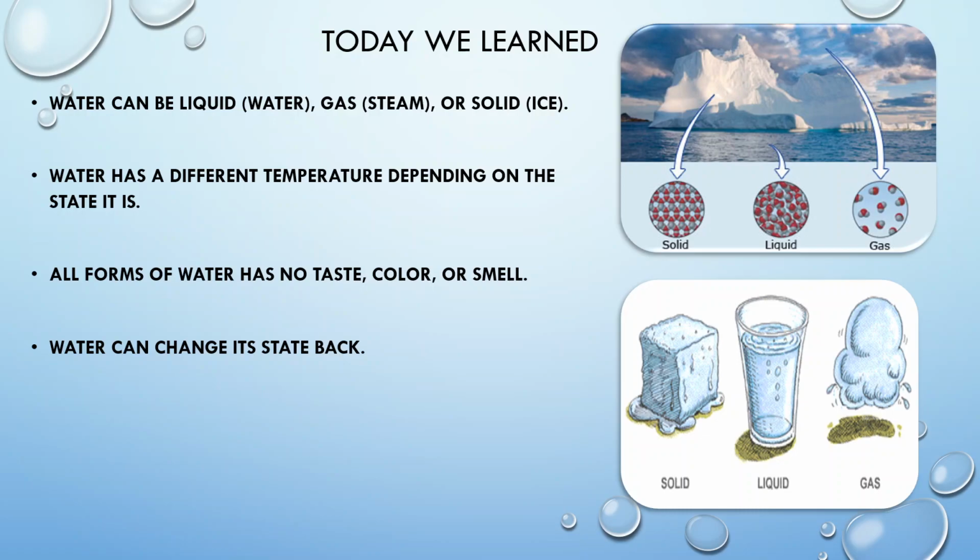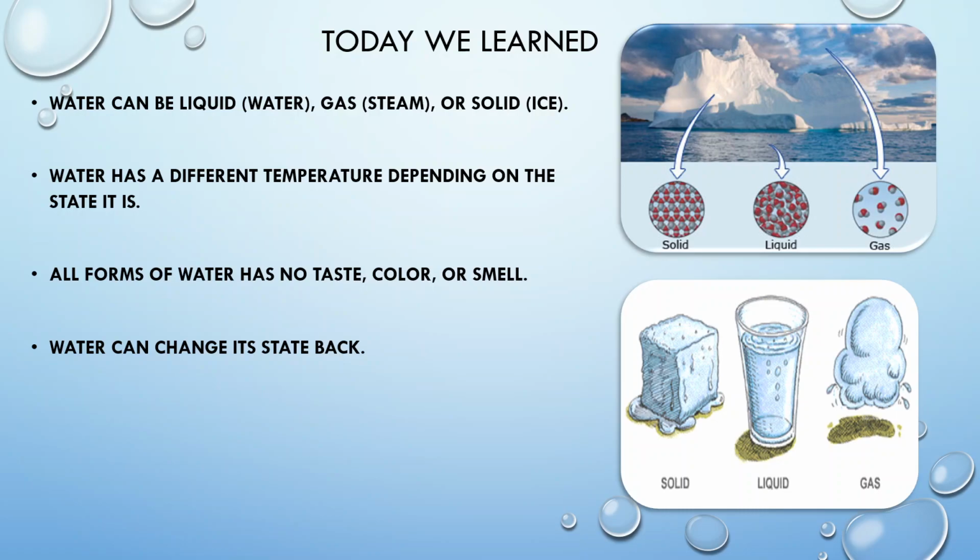All forms of water have no taste, color, or smell. And water can change its states back. This happens a lot in nature when we have rain or snow. Can you see the picture on the top right? Well, there are little circles there that represent the particles.